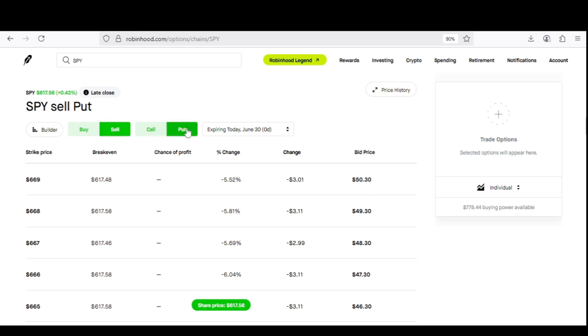Now that we have sell and we have put, we're going to go ahead and choose our strike date. The strike date I will be choosing is going to be July 7th. The reason why I'm going to go ahead and choose July 7th is that we're going to do what's known as weekly options.